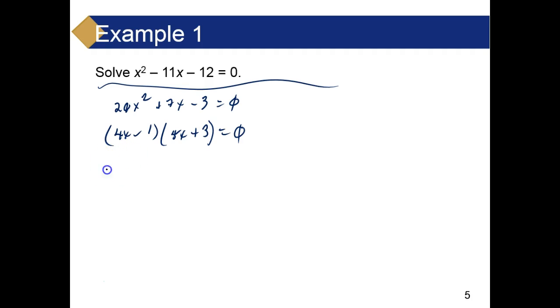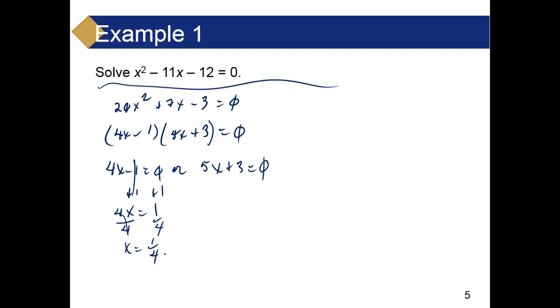Set them each equal to 0. 4x minus 1 equals 0, or 5x plus 3 equals 0. What do you do with the first one? Add 1 to both sides, and that gives you 4x is equal to 1. Then you divide by 4. x equals 1/4. Can we have fractions? Yes, we love our fractions. Right? Okay, good. Next.